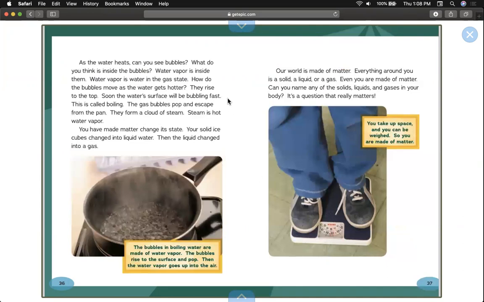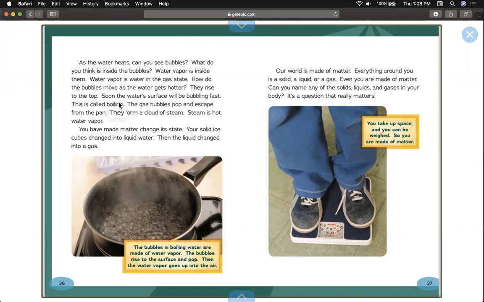As the water heats, can you see the bubbles? What do you think is inside the bubbles? Water vapor is inside them. Water vapor is water in the gas state. How do the bubbles move as the water gets hotter? They rise to the top. Soon the water's surface will be bubbling fast.